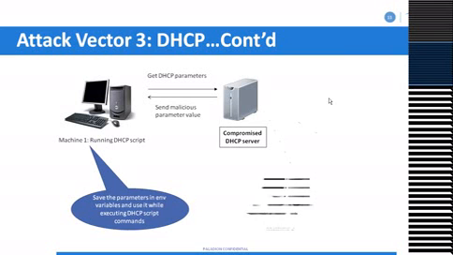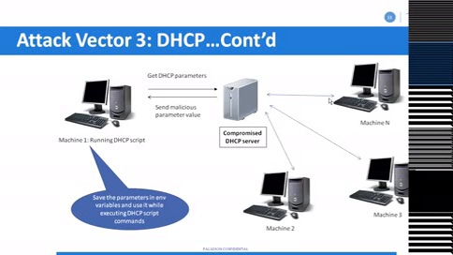Now in your network there could be n number of other machines communicating with the compromised DHCP server, and in turn they will also get infected. That is why we say that the DHCP attack vector of the ShellShock vulnerability is worm-like in nature, because it can propagate through your network and help an attacker compromise other systems also.